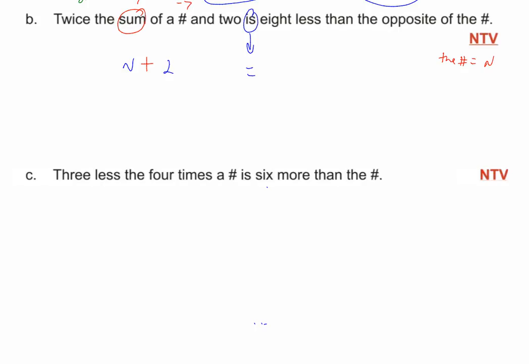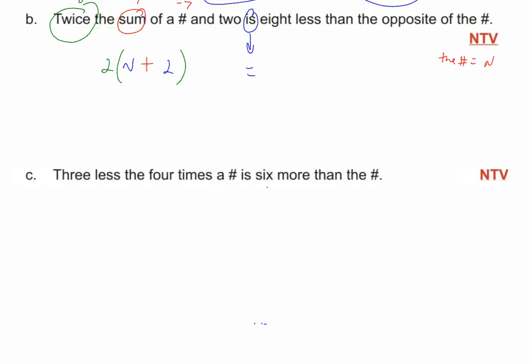Now there's one other operational word on the left-hand side. No, that's on the right. We're working on the left. Twice. Twice what? The sum of a number and 2. So how are we going to do this one? You got to be careful here. How are we going to do this one? Okay, so you said n plus 2 in parentheses and 2 on the outside, like that?